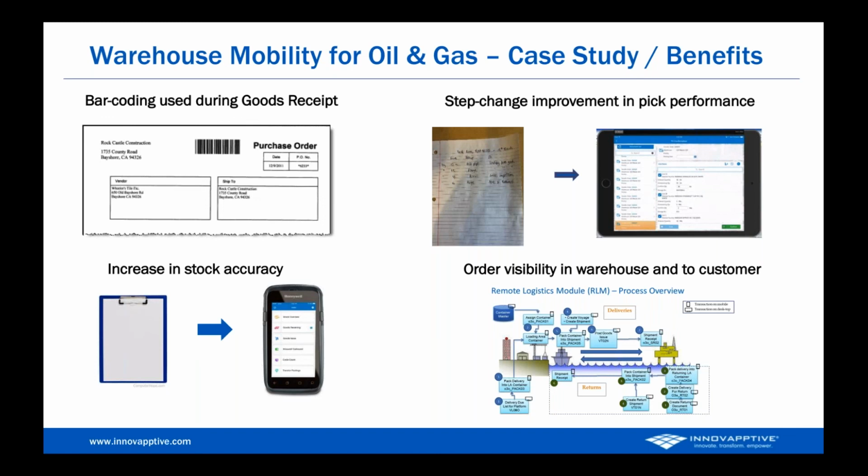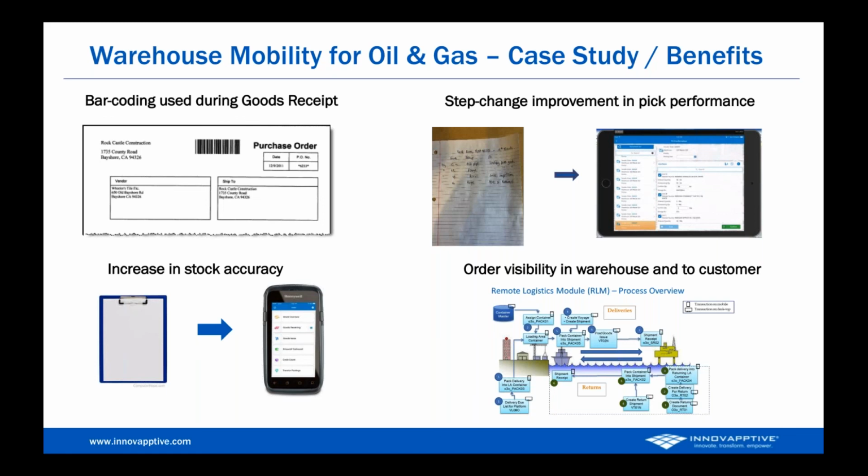This was quite a simple idea, but just to barcode the bill of lading or the purchase order coming in with the materials means the guy in the warehouse just scans the barcode and immediately gets the purchase order and all the line items coming up on the device. So that speeds up the goods receipting process.